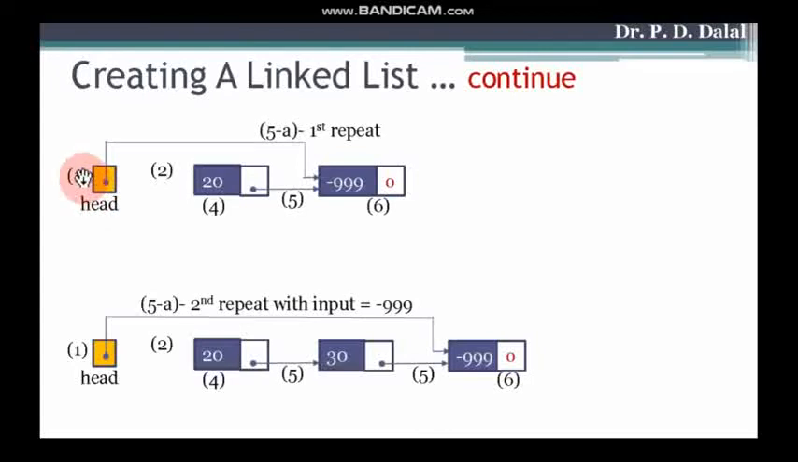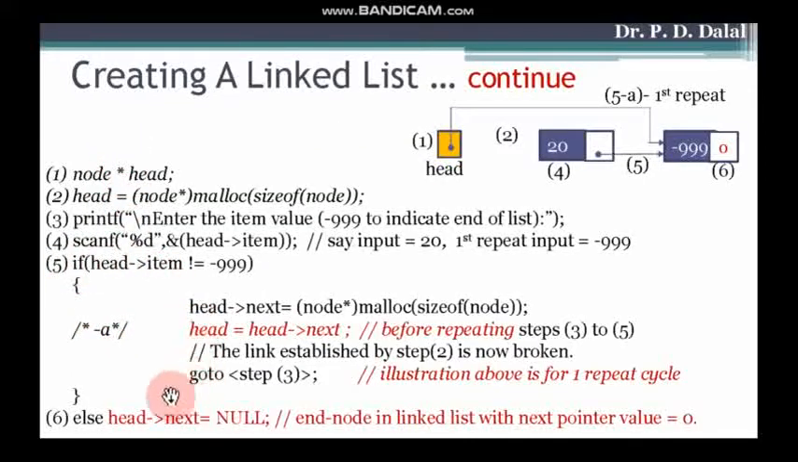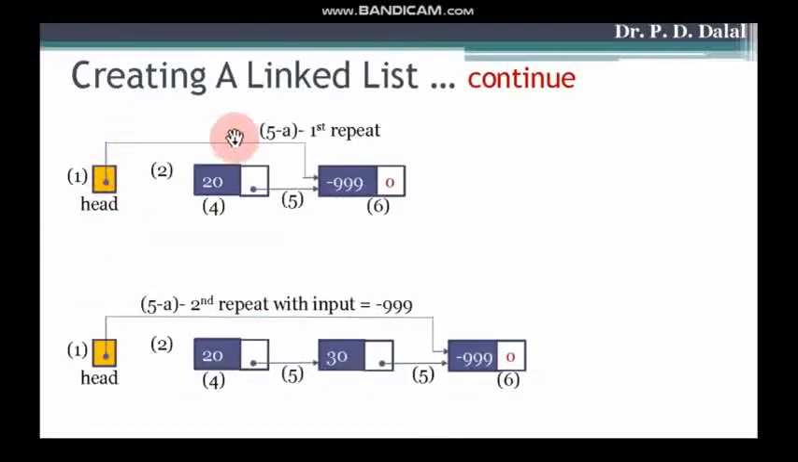Suppose the steps you repeat, in which your loop rotates only one time, then you are scanning 20 and then you are entering minus triple line, so it is only the first repeat. In the first you are entering 20, second you are entering 30, then again it will create a space, so a 2 times repetition of the statements will represent a link like this.